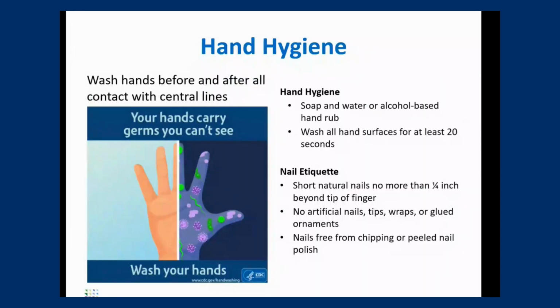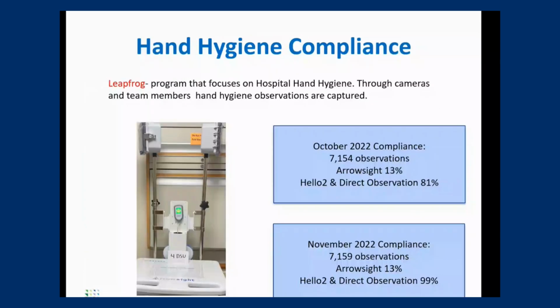So the first, of course, is hand hygiene. We want to make sure that's top notch, whether it's with soap or an alcohol base like Purell. And then nail etiquette, making sure we have short nails, nothing like glued ornaments on our nails, and that there's no chipping, so that if we're doing a dressing, nothing gets infected.